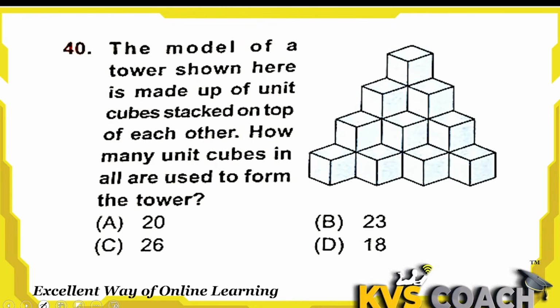Next question is, the model of a tower shown here is made up of unit cubes stacked on top of each other. How many unit cubes are used to form the tower? So we will check from the first. Here it is 1, 2, 3, 4. In the first line we will count 4, but in the second line you can see that they are stacked on each other. So 1, 2, 3 here, and 3 is downward. Okay, 3 below these 3 cubes. So 3 plus 3 is 6.